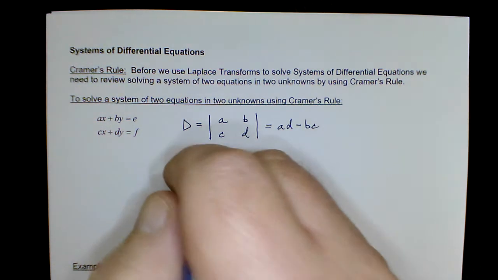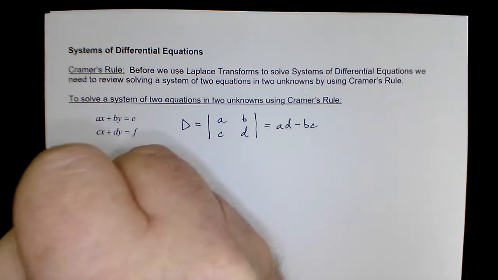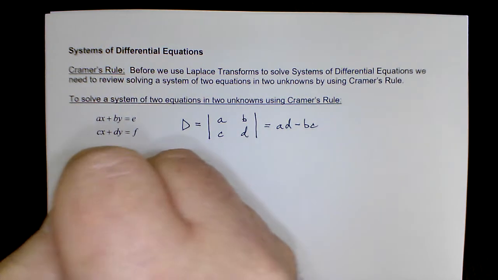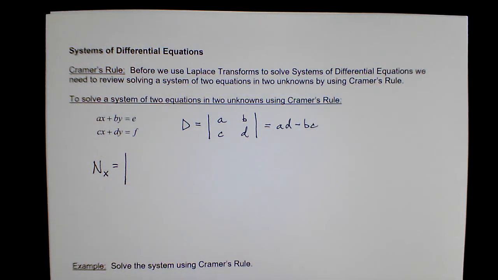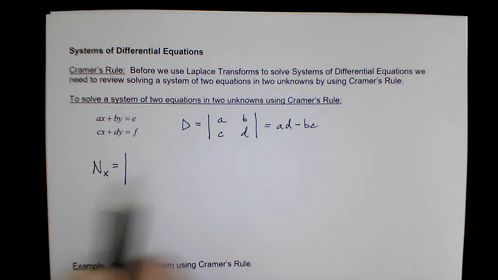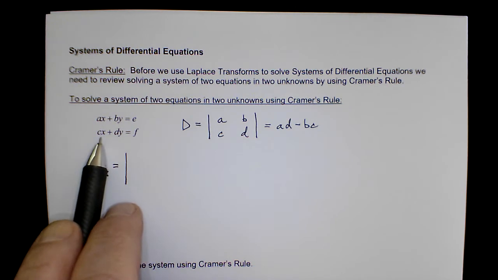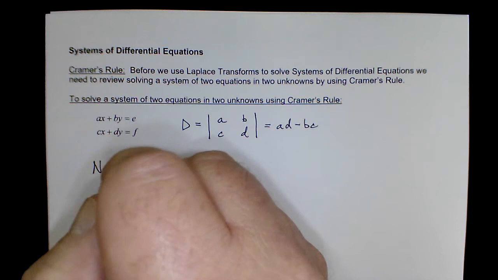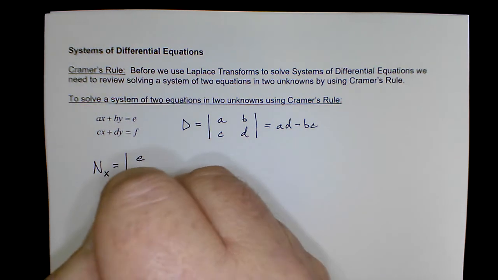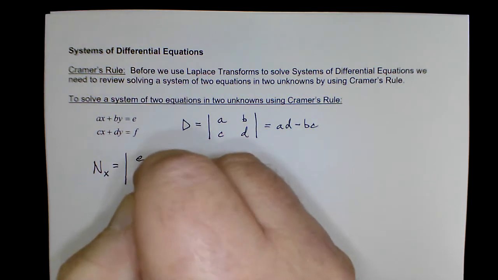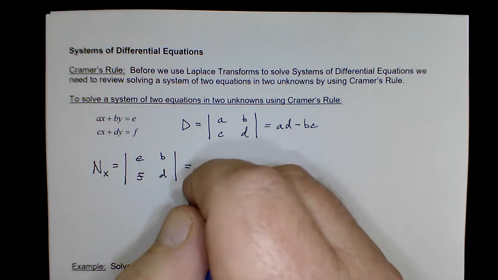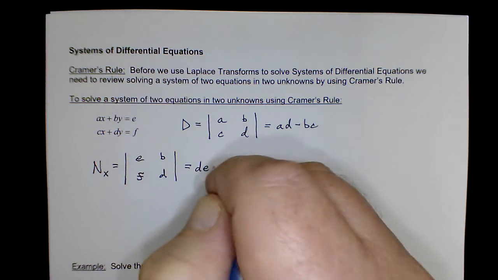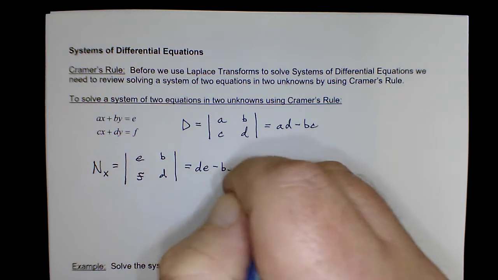And then you calculate the numerator of x. So I'm going to denote it by n sub x. And that's done by setting up a 2 by 2 determinant again. But now, whatever variable we're looking for, in this case the x variable, we're going to replace that column by the solutions. So E and F take up the x column, and then we leave the y column as B and D. And then we calculate that, ED or DE minus FB or BF.